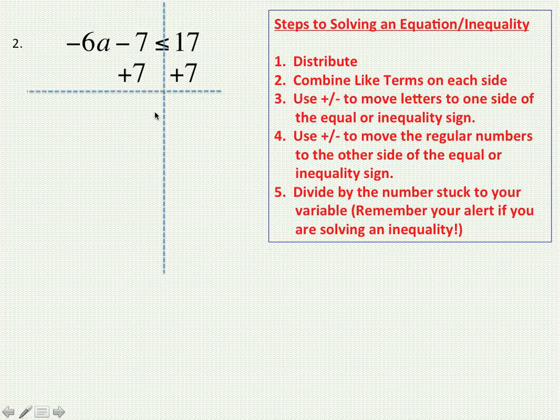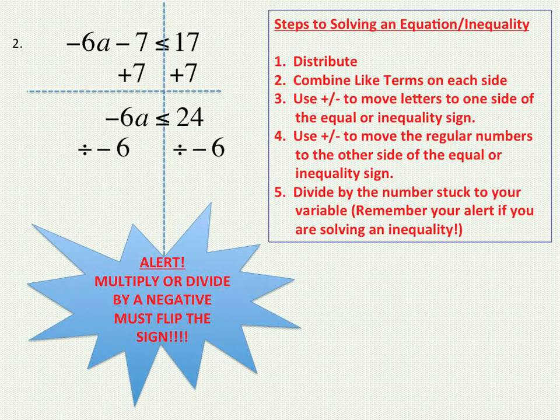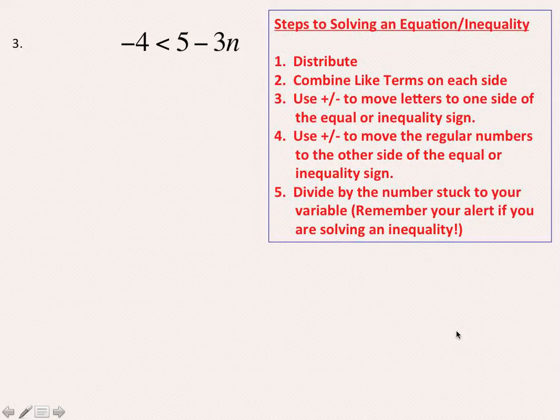So now I'm at negative 6a is less than or equal to 24. I have all my a's on the left, all my numbers on the right. So I'm going to divide by the number stuck to the letter, negative 6. As soon as I divide by a negative number, the alert goes off in my head. Alert, alert. That reminds me that I have to flip the inequality sign. So it goes from less than or equal to greater than or equal to because I divided by a negative number. So now a is greater than or equal to negative 4. All right, no big deal. It's all the same steps as always. The only thing you have to remember is if you divide by a negative, you're going to flip that around.